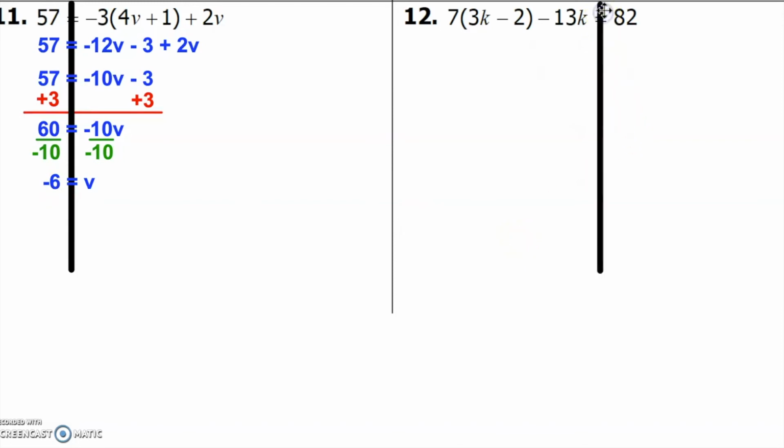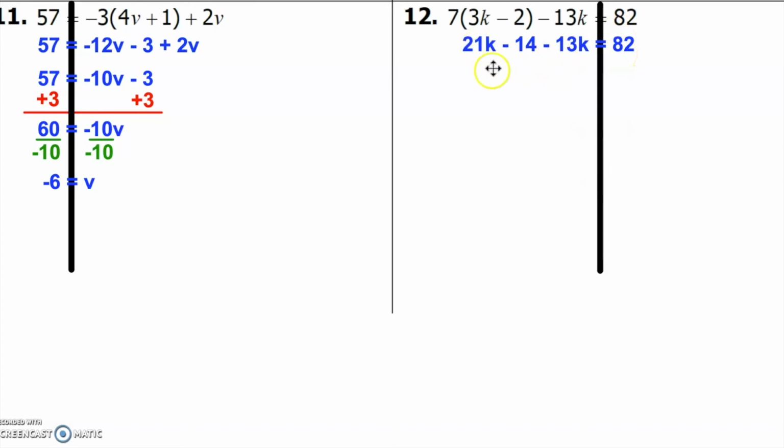Example 12. I'm going to distribute the 7 to the 3k minus 2. So 7 times 3k becomes 21k. 7 times negative 2 becomes negative 14. Bring down the 13k and the 82.